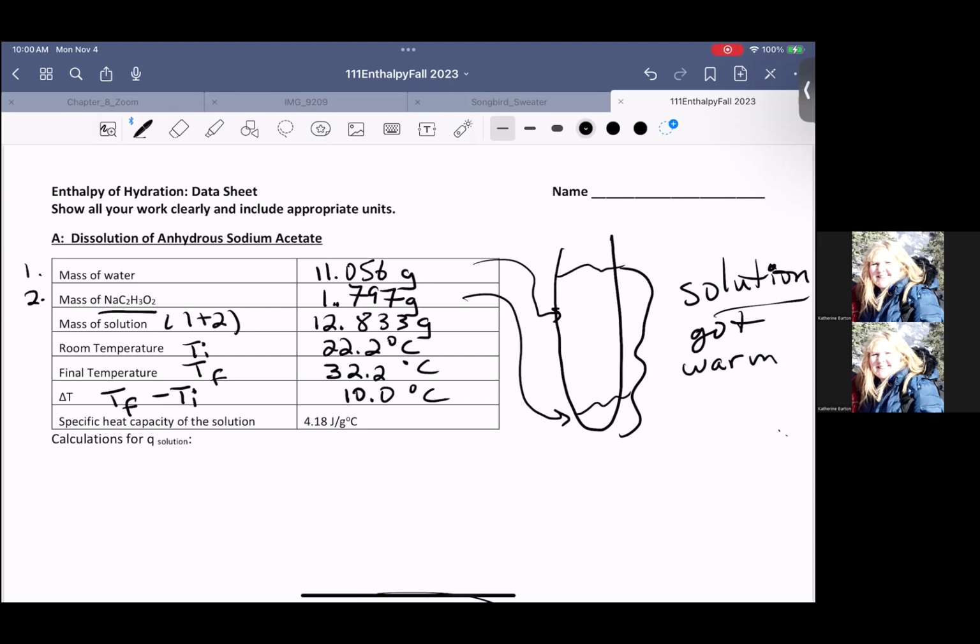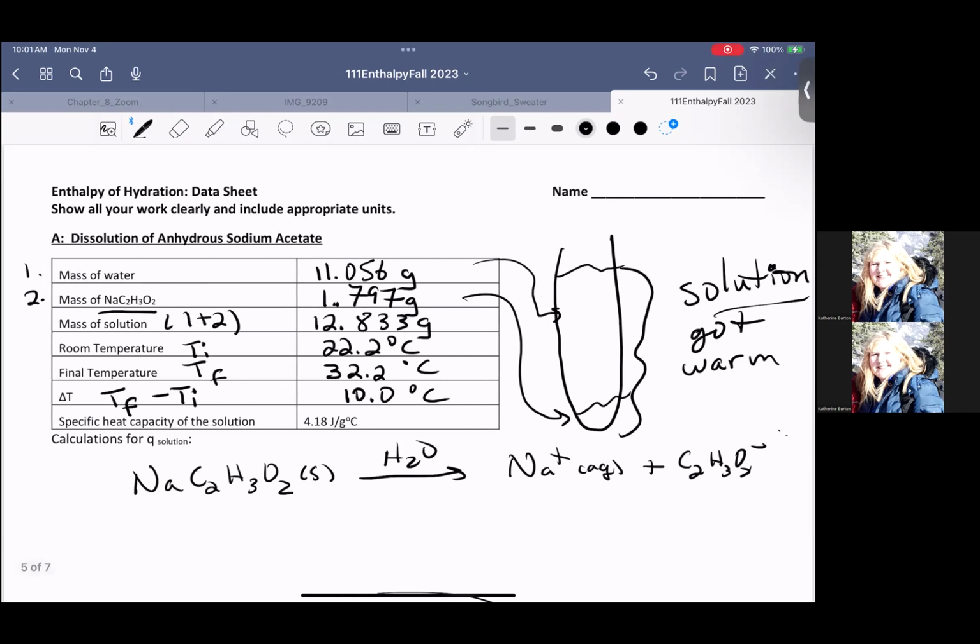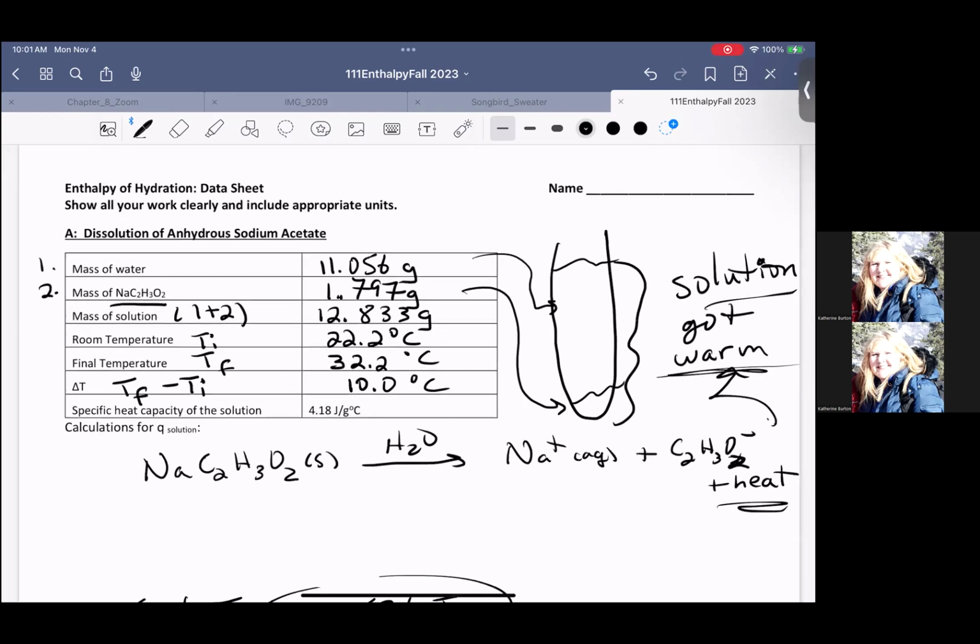This solution got warm because when sodium acetate dissolved in water to make sodium and acetate ions, it released heat. And this heat came out here and went into our solution. Now, it is virtually impossible to measure the heat of an actual reaction. We can't isolate it, but it's easy to measure the heat of the surroundings, what it came into contact with, and that is our solution.